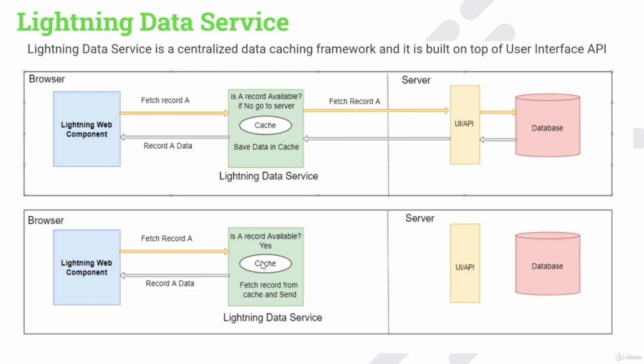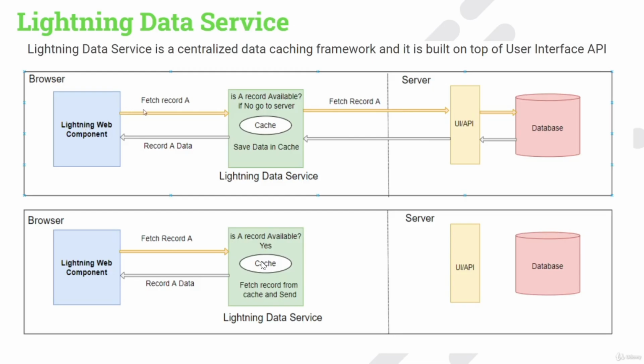I have a Lightning Web component and my requirement is to fetch record A, an account record, some record. How things work behind the scenes, we'll try to visualize from the first box, that is the first scenario. Basically I'll call the server with some method. It can be any approach. I'm calling a method: go and fetch the record A.